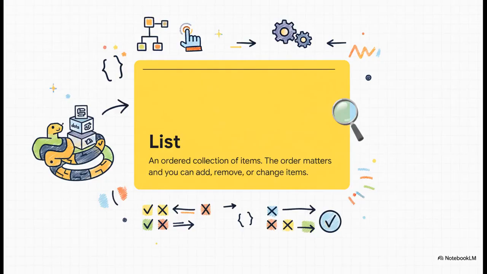First up is a list. If a variable is a single box, you can think of a list as a whole shelf of boxes, all lined up in a specific order. And you can change what's inside them anytime you want. The shopping list analogy is spot on.